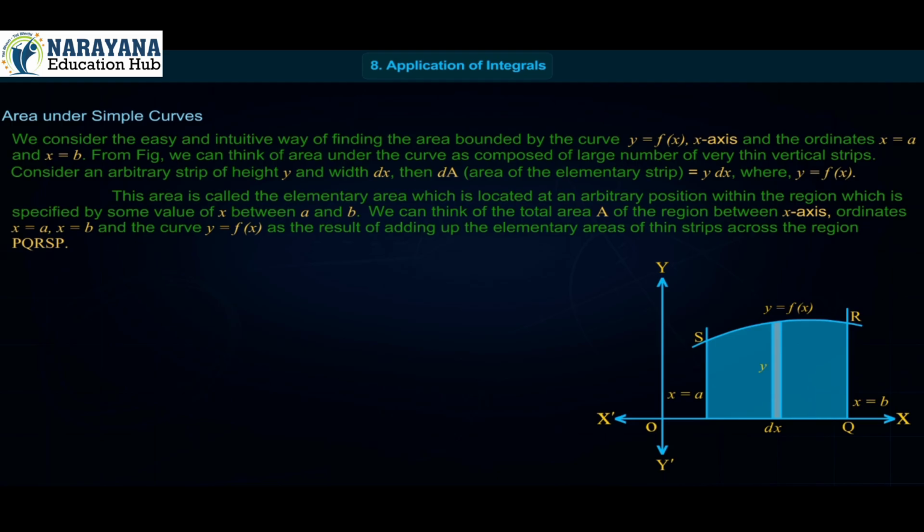We can think of the total area A of the region between the x-axis, the ordinates x = a, x = b, and the curve y = f(x) as the result of adding up the elementary areas of thin strips across the region PQRSP. Symbolically, we express A = ∫ from a to b dA = ∫ from a to b y dx = ∫ from a to b f(x) dx.